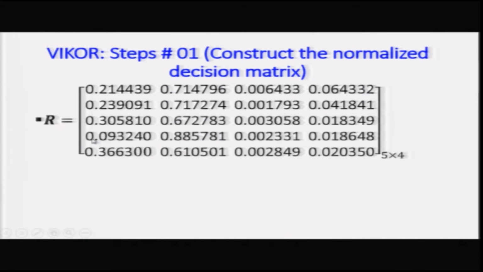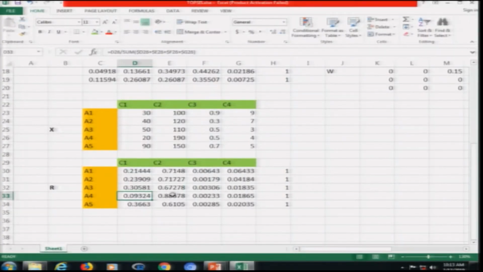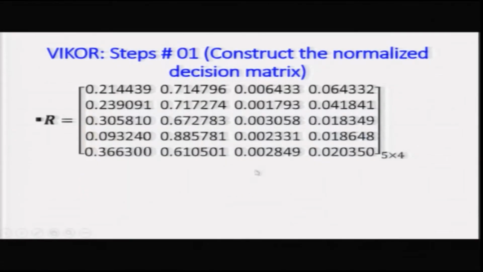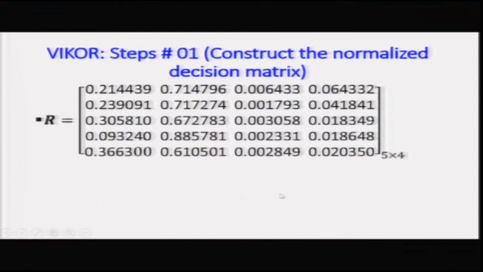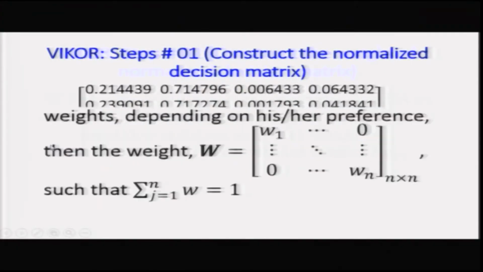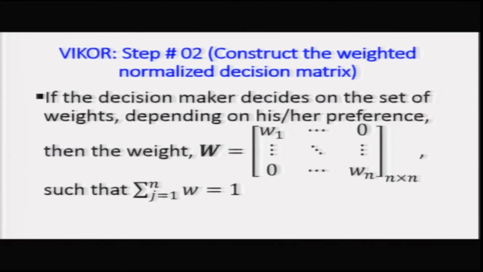The last but one row values are 0.932, 0.8857, 0.023, 0.186, and the last values are 0.366, 0.610, 0.008, and the last value being 0.0203. Now, I will basically have the weights.